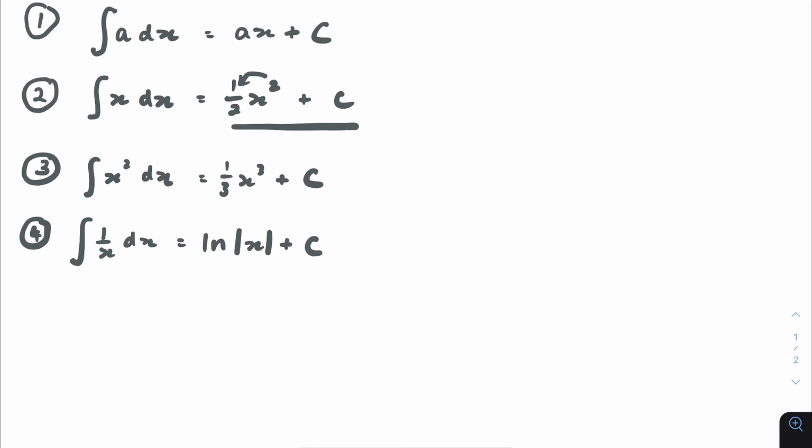Now, I'm not exactly sure why it's in the absolute value, but just remember it is. I'm sure there's a reason that I'm just not aware of, but you won't need to know it for GCSE, so don't worry about it.